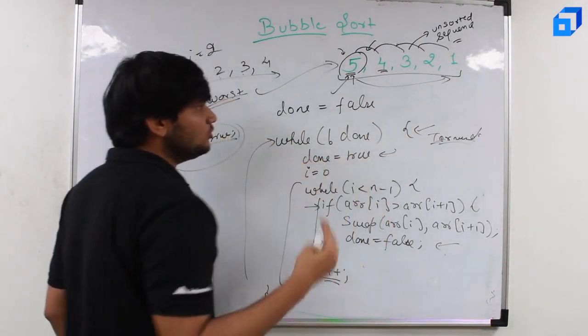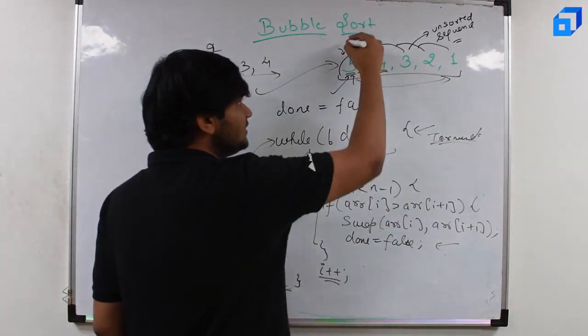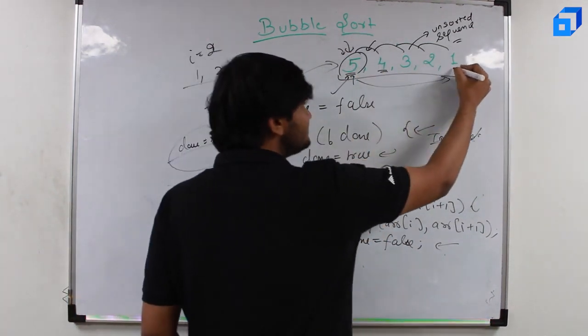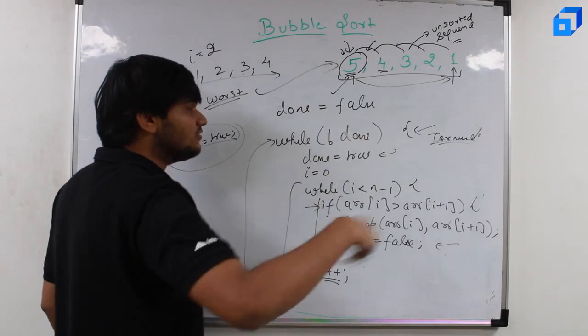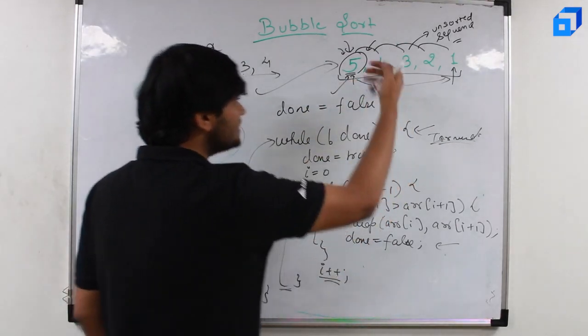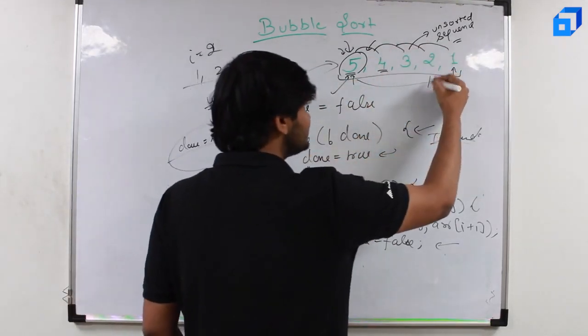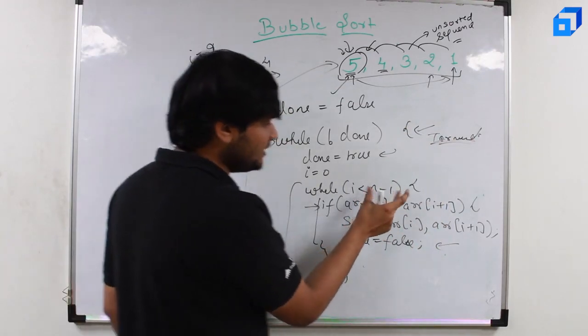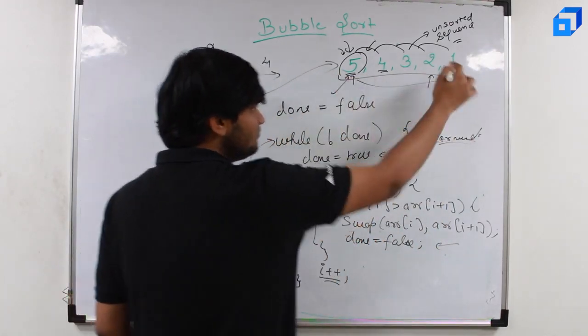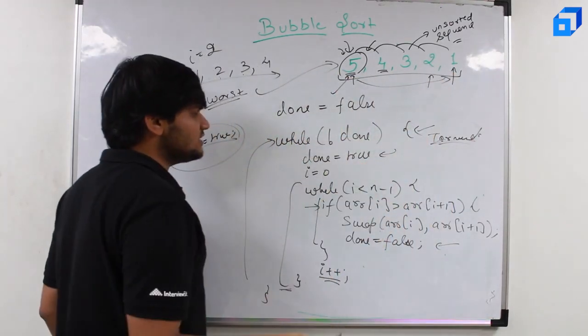Why? Because we know that at the first iteration, the largest number will be present at its best possible position, that is last. After the second iteration, the second largest number will be present at its best position, that is second last, and so on. So we can reduce the searching space at every iteration.